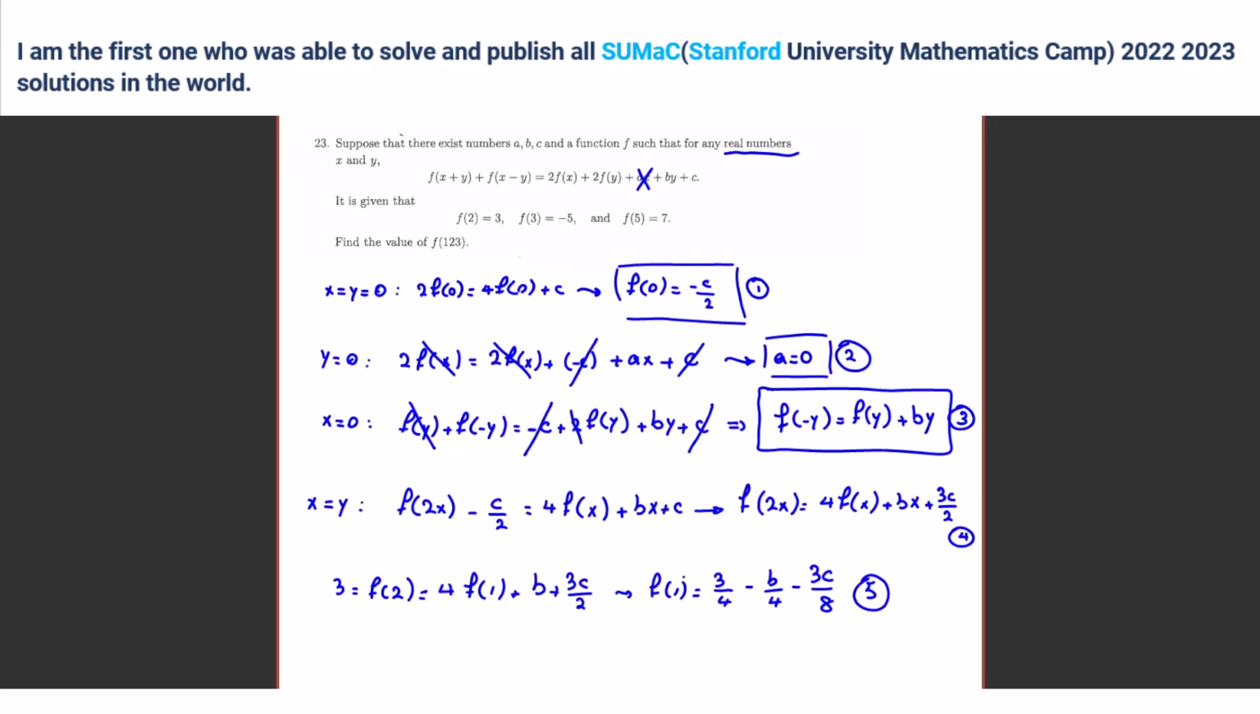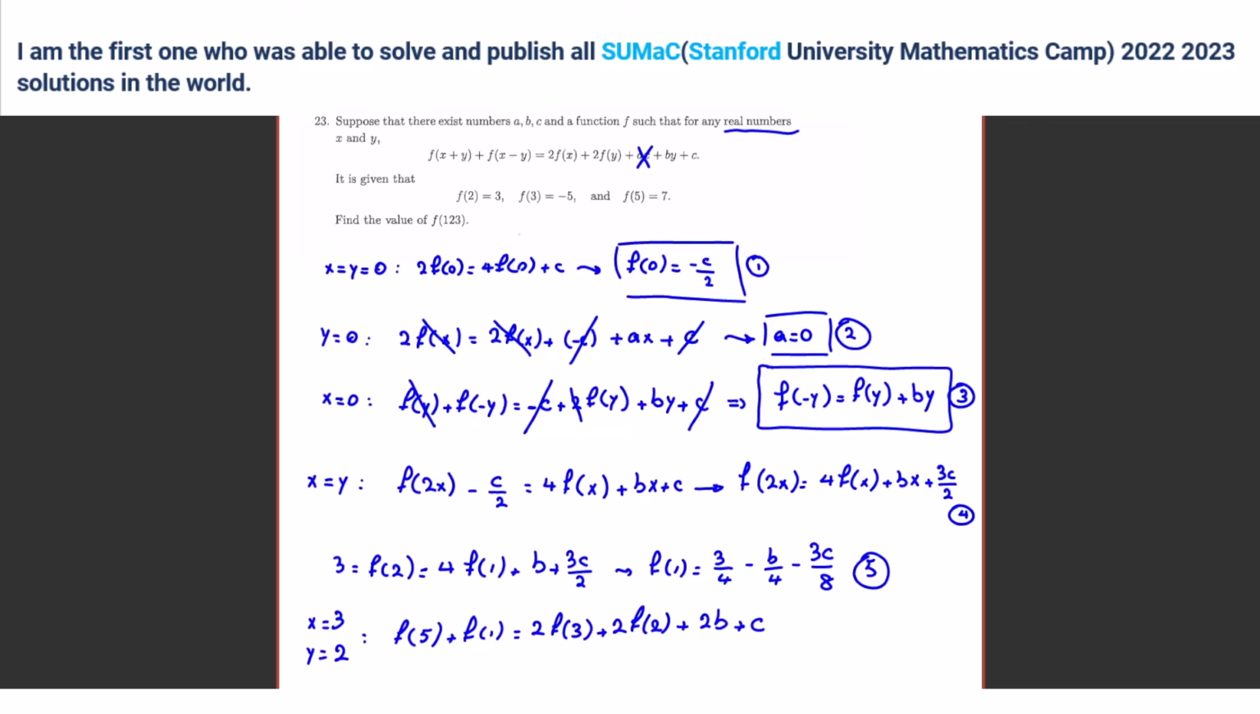Okay, now here we found f of 1 by considering x equal to y equal to 1, right? Yeah. Now I want to find another relationship for f of 1, because we know f of 2, f of 3, f of 5. We can replace x and y with what? 3 and 2. So the left hand side will be f of 5 plus f of 1. Right hand side: 2 f of 3 plus 2b plus 2 f of 2 plus 2b plus c.